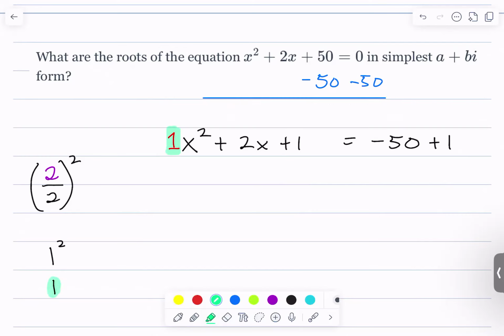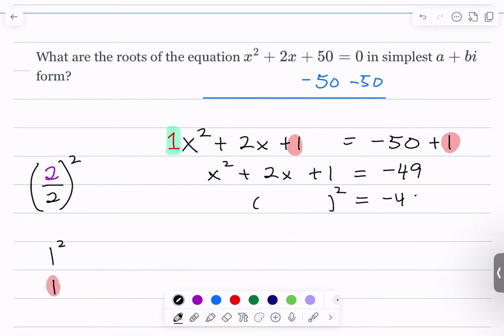So we're going to add this number here and here. I'm going to rewrite it just so that it looks nicer and we can dive into what's going on here. And then this would be -49 if you simplify that. Now we're going to build the perfect square, equals -49.